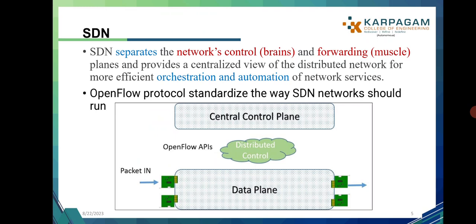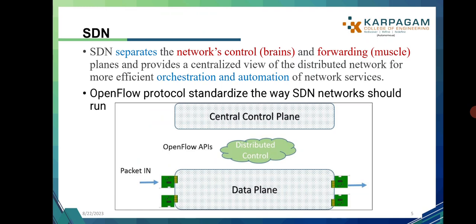So we have seen until now how a traditional network works. Now I will explain SDN, that is software defined network, right? SDN separates the network's control plane, that is the brain, from the forwarding plane. As we know, there are two planes, the control plane and the data plane. So here in SDN, we have these two planes.